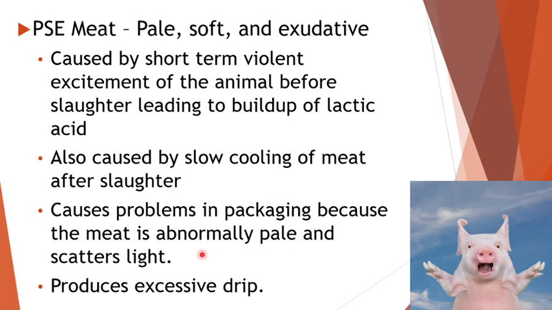So it looks pale. We want red meat, other than pork, for example, but because the meat is PSE, it looks rather pale. So that's pale and it's soft. And exudative, by the way, means it has an exudate, or just think of it as wet, with some kind of fluid. We call that drip. So the PSE meat actually produces excessive drip. If you squeeze the meat, there would be excessive drip compared to DFD meat.